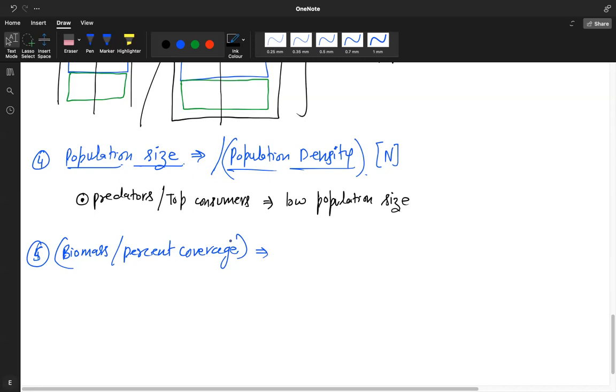where there are huge organisms in terms of size, which play a significant role in the ecosystem. Okay.